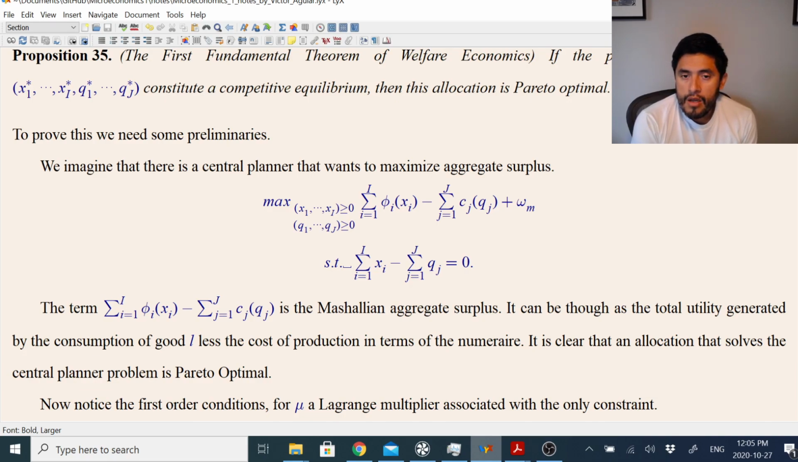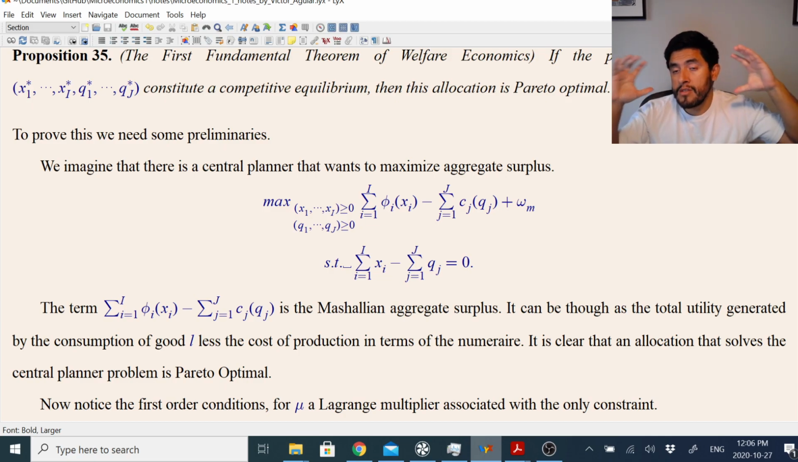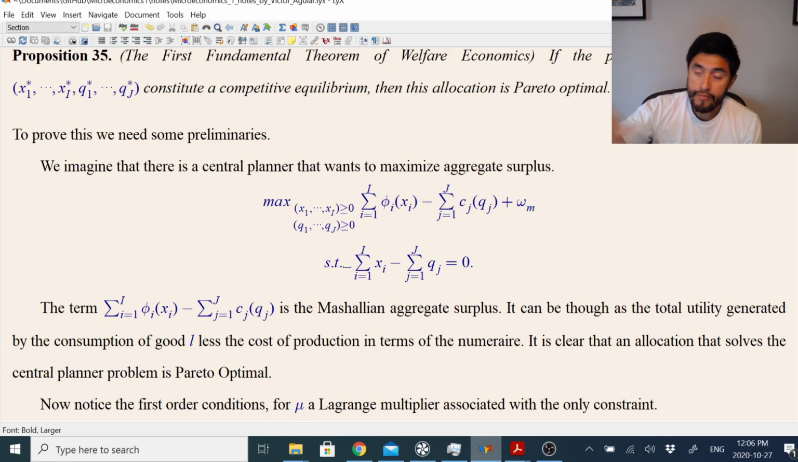Now, what is the constraint of this central planner? Well, you have a feasibility constraint. So it has to be that aggregate supply is equal to aggregate demand. Remember, aggregate supply captures all the technological constraints, and aggregate demand is the wishes of these individuals. So the allocations have to add up. It's just the budget, the balance of the economy. So whatever is consumed is equal to whatever is produced, right?